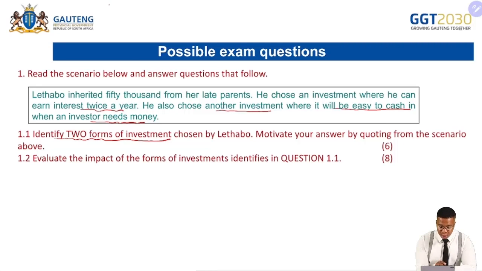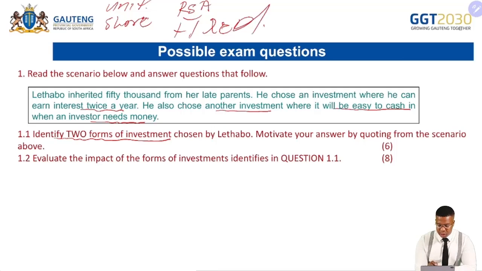We consider your unit trust, which is what we talked about. We consider your shares as an option. We also consider RSA retail savings bond, and we also consider your fixed deposit.